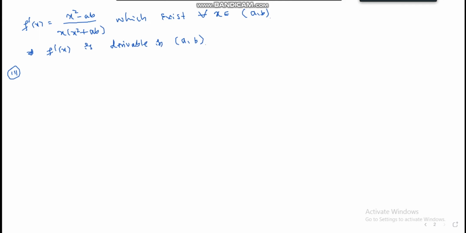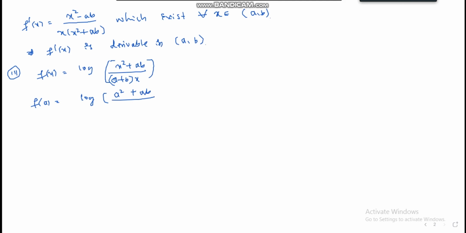Third condition: again we are taking the given function f(x) = log of (x² + ab) divided by (a + b)x. Now what about f(a)? In the place of x we write a, so log of (a² + ab) divided by (a + b) into a. Now simplify that: a² + ab as it is, divided by a² + ab.